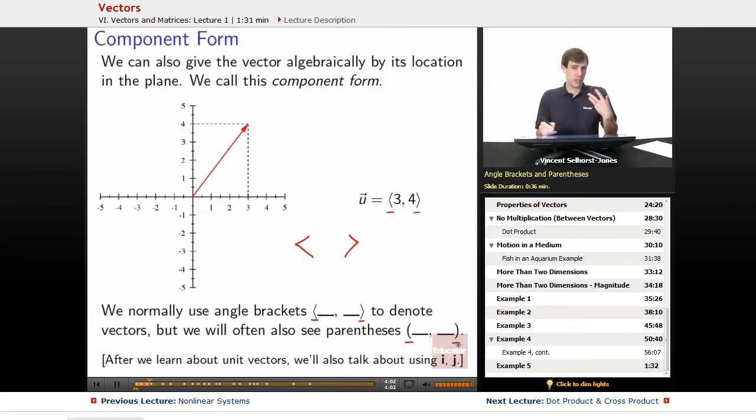I personally tend to use parentheses more, but most pre-calculus and math analysis courses tend to use angle brackets, so I'm teaching with angle brackets. But personally, when I'm just doing math on my own, I often use parentheses, but either of them is just fine. After we learn about unit vectors, we'll see one more way to talk about the component form using i and j, but we'll leave that until we've actually talked about unit vectors.